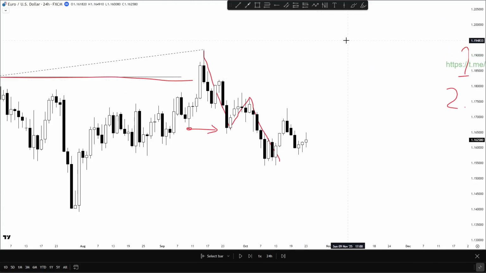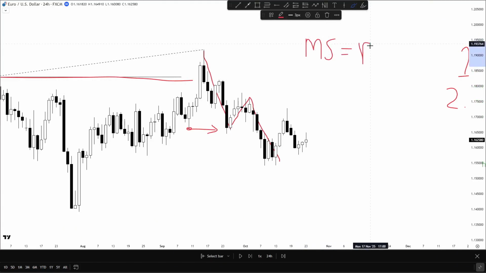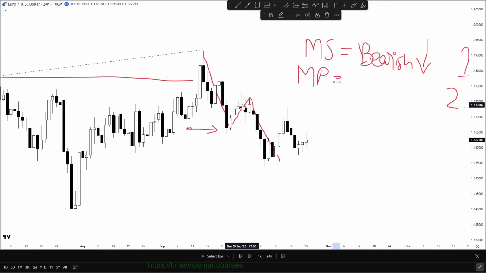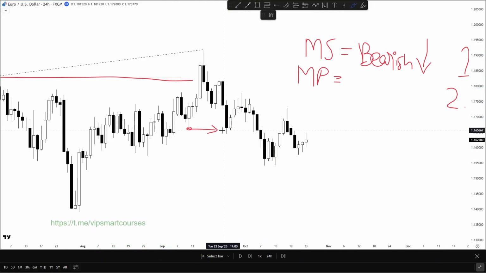So now, based on market structure, the directional idea is bearish. We're expecting price to have bearish price action. The second step now is to refine this directional idea based on market profiles. And what you can see here is that after this structural shift, we then had a retracement profile.